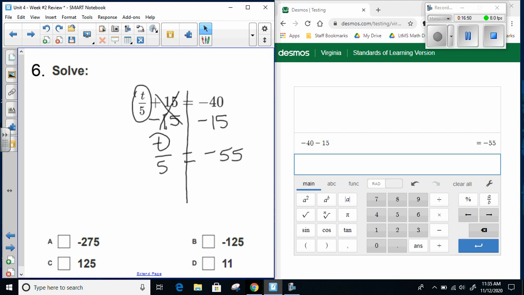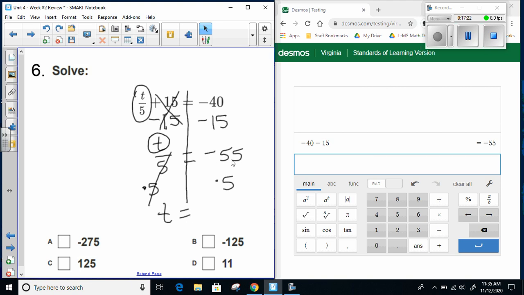Now remember, my goal is still to get t by itself, so I need to get rid of this other operation that's happening here. What's happening to t? It's being divided by 5, and I want to undo that. So what's the opposite of division? Well, that would be multiplication. Because t is being divided by 5, I can multiply by 5 on both sides, and that will cancel out the divide by 5 and leave me with just t on the left.